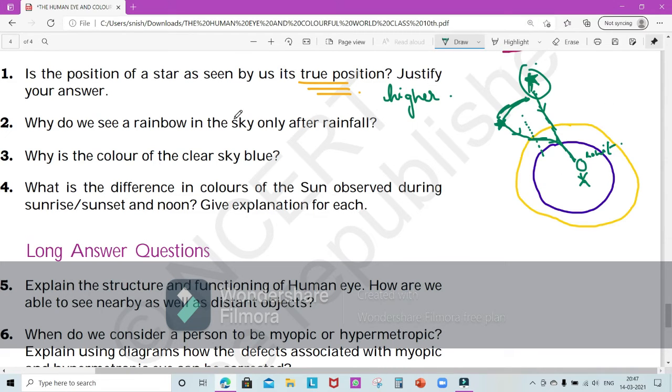Okay, next. Why do we see a rainbow in the sky only after rainfall? Why is it only after rainfall? Let's see.